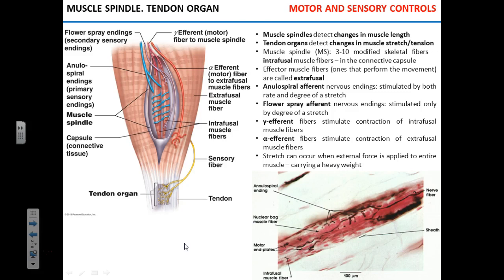The changes in muscle length. Okay, essentially when muscle becomes longer, it will sense it, when something stretches it. Correct?